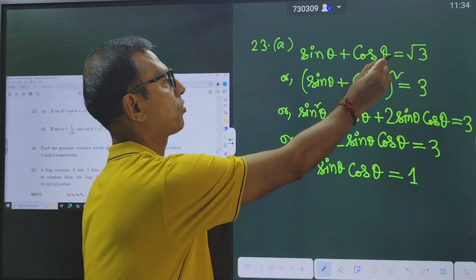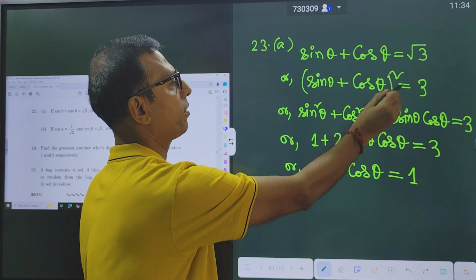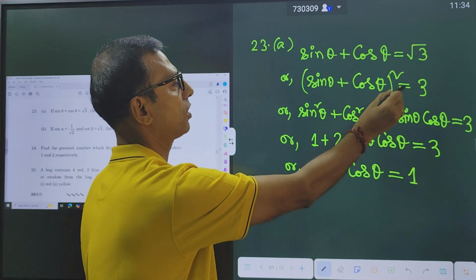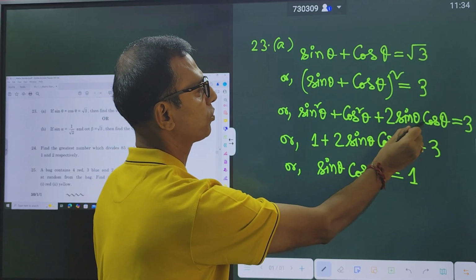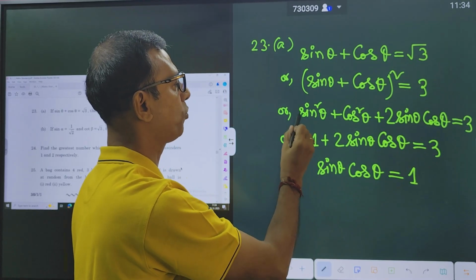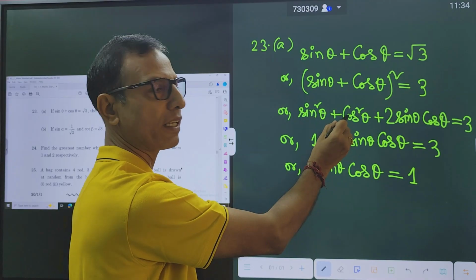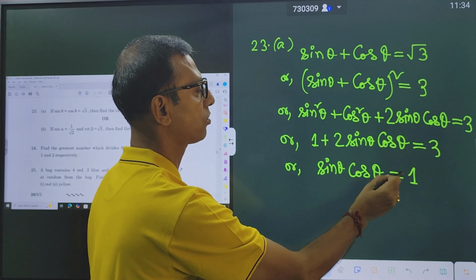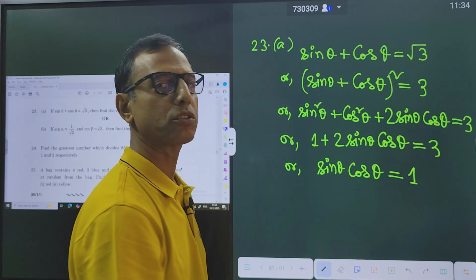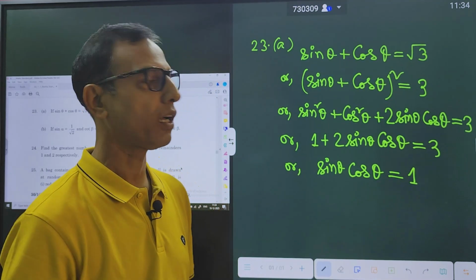So sin theta plus cos theta equals to root 3, you are squaring both sides. So sin theta plus cos theta whole square equals to 3. Then you break it into sin square theta plus cos square theta plus 2 sin theta cos theta equals to 3. And put the value of sin square theta plus cos square theta, that is equals to 1. So 1 plus 2 sin theta cos theta equals to 3. Sin theta cos theta equals to 3 minus 1, 2, so sin theta cos theta equals to 1. That is the answer.